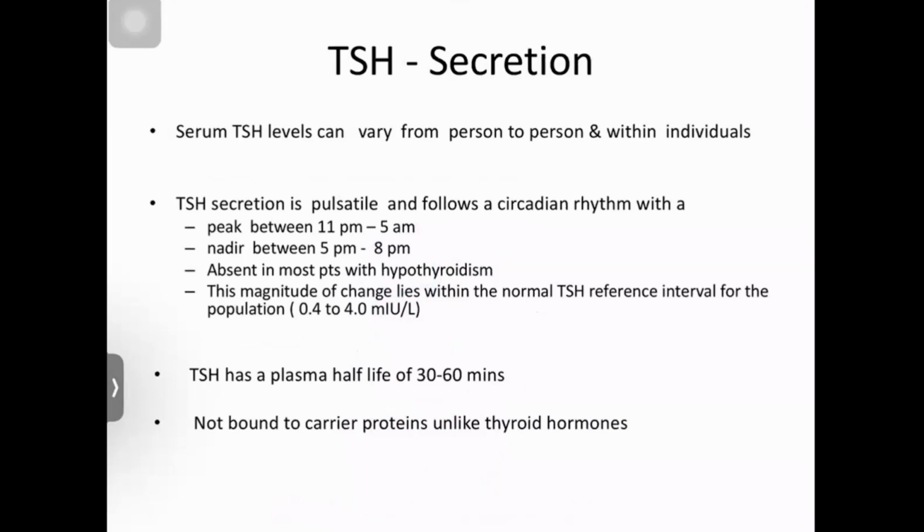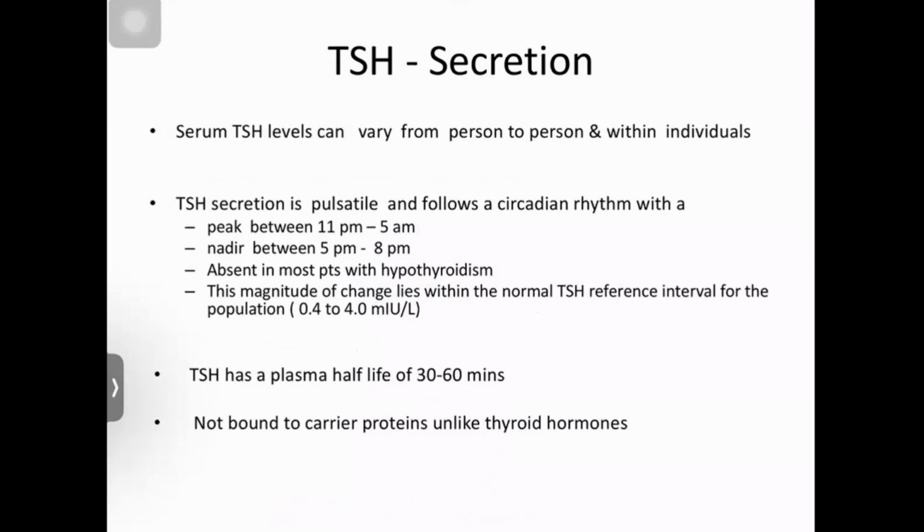Now, before we measure TSH, there are some physiological variations we should know. Serum TSH levels can vary from person to person and within individuals. It is pulsatile and follows a circadian rhythm within the same patient, peaking between 11 p.m. and 5 a.m. So you're not going to send a blood sample in the middle of the night. The peak secretion that happens around midnight till early morning is something that can be avoided.